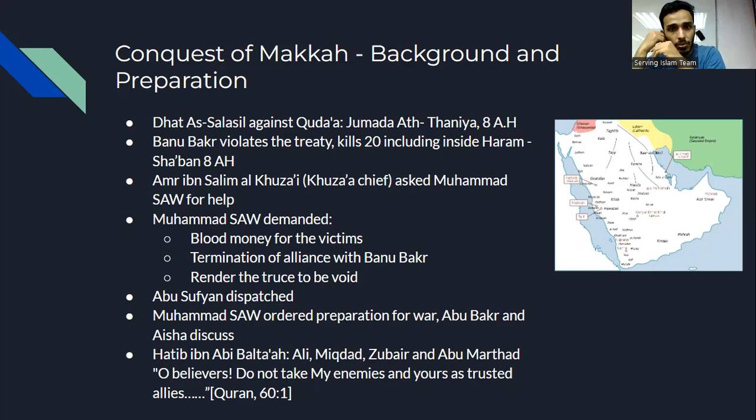So Banu Khuza'a then entered into alliance with the Muslims, and many of the people from Banu Khuza'a became Muslim.